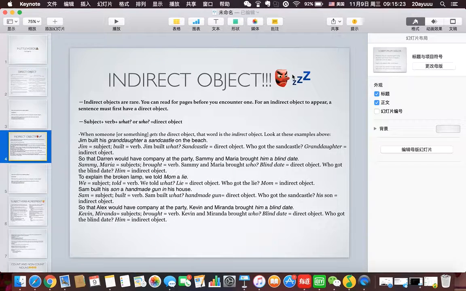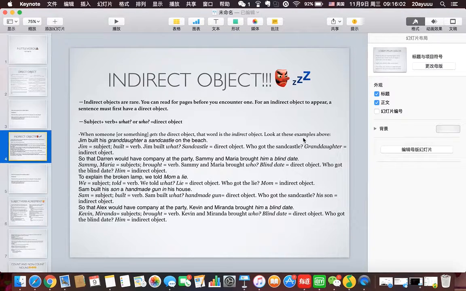Now we're going to talk about the next literary device. It is the indirect object. Indirect objects are rare. You can read for pages before you encounter one. For an indirect object to appear, a sentence must first have a direct object. Its formula is similar to the direct object. It is subject plus verb plus what or who equals direct object. When someone or something gets the direct object, that word is the indirect object.